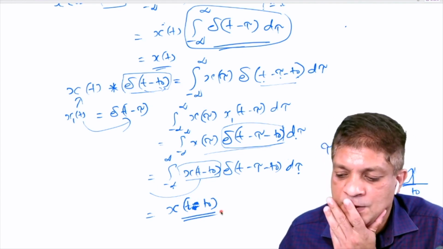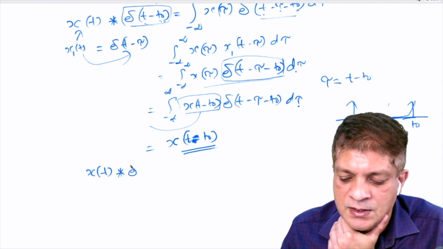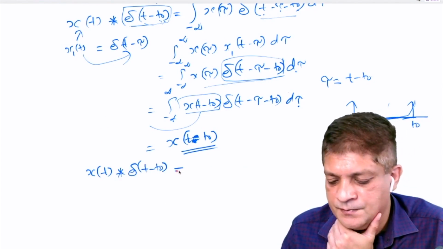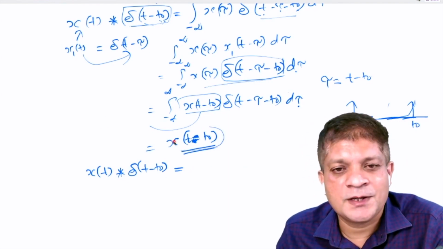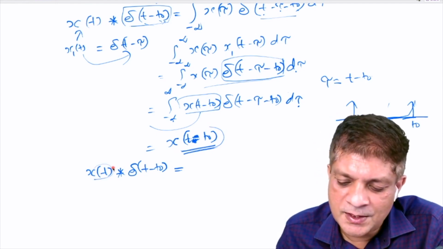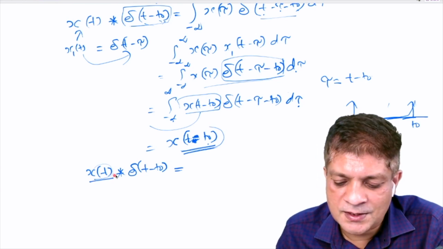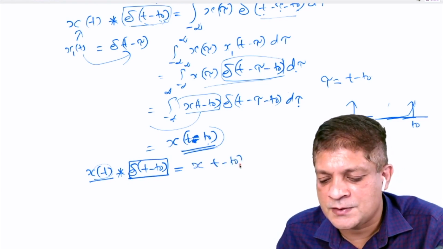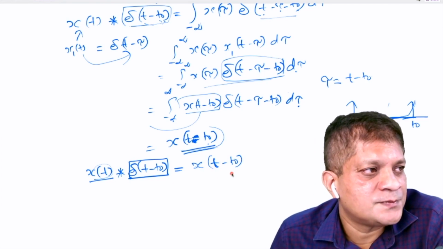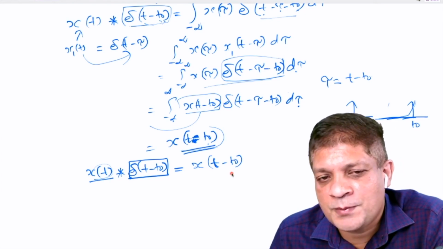So what is that property? If you convolve any signal with a delayed delta function, then what will be the output? x(t minus t naught). The signal will be delayed by t naught. You take any signal, convolve with a delayed delta function, and you will get a delayed version of that signal, delayed by the same amount. So that is the property of convolution. We'll discuss the remaining properties.